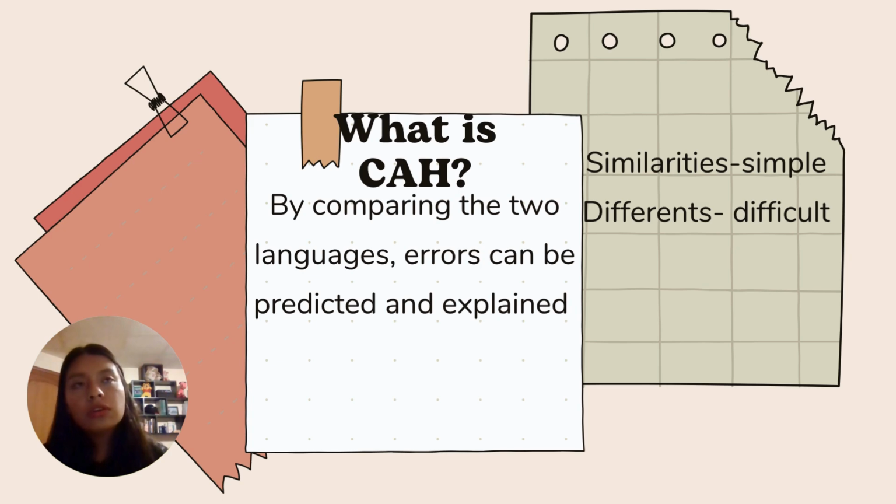Also Lado said that when we have similar elements in the L1 and L2, it will be simple, but when we have a different element in the L1 and L2, it will be difficult for new learning.